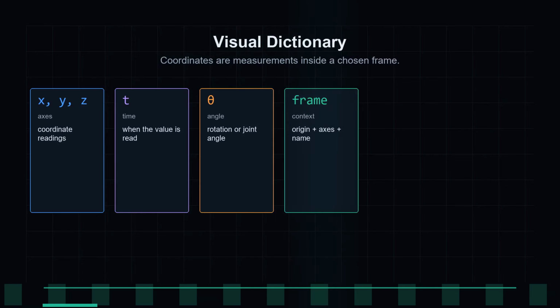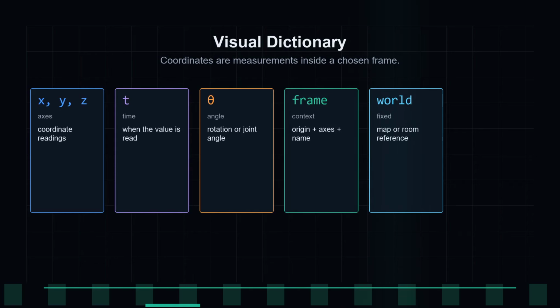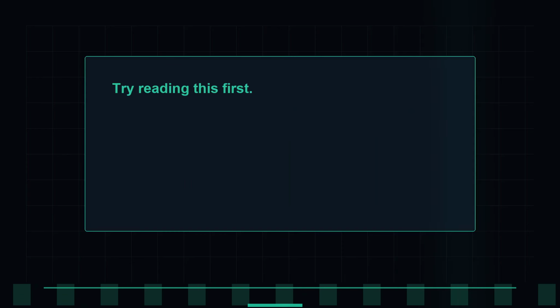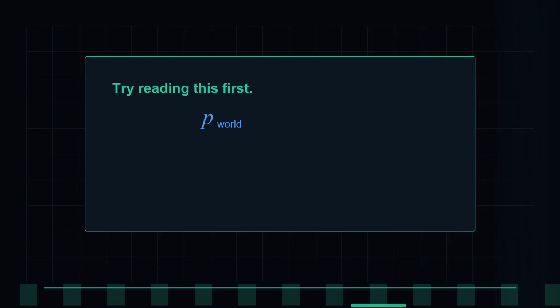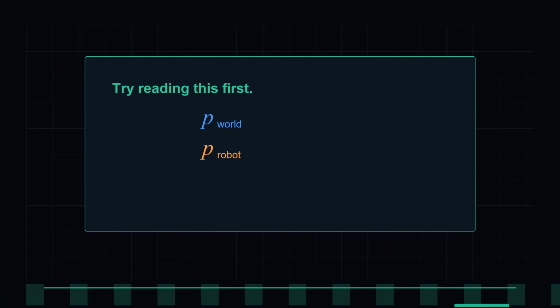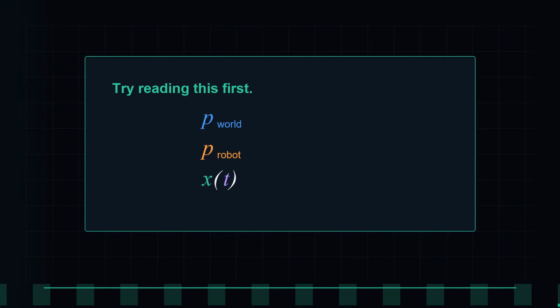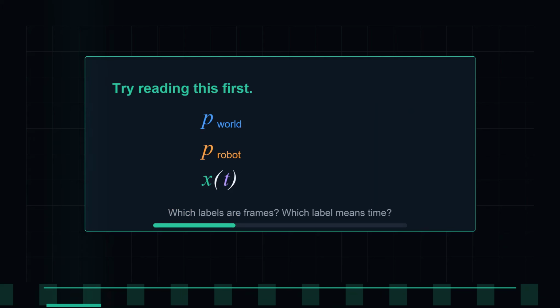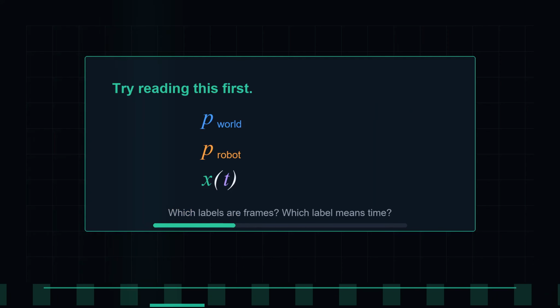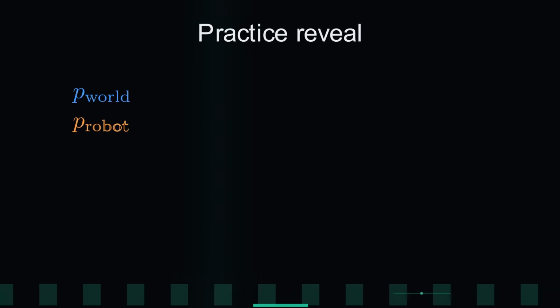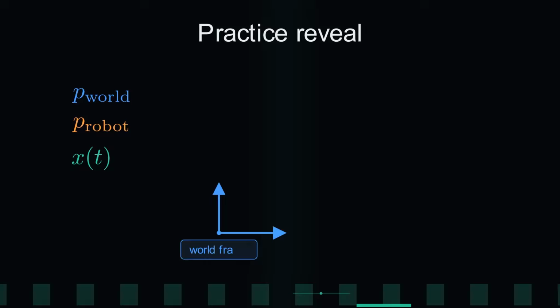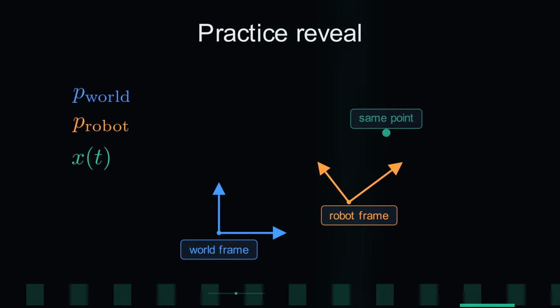Use the dictionary: X, Y, Z, T, theta, frame, world, robot, sensor. Each label suggests a question. Try reading this first: P world, P robot, and X of t. Which labels are frames? Which label means time? Say the role of each before reading the formula.